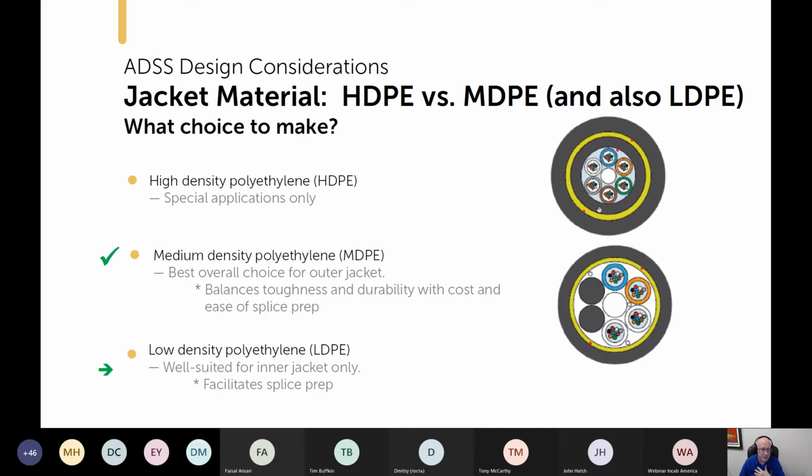Now, if you came to me and said, well, I want medium density for the inner jacket too, we would say, certainly, no problem. But if you ask me my recommendation, I think this is a good choice for your inner jacket.